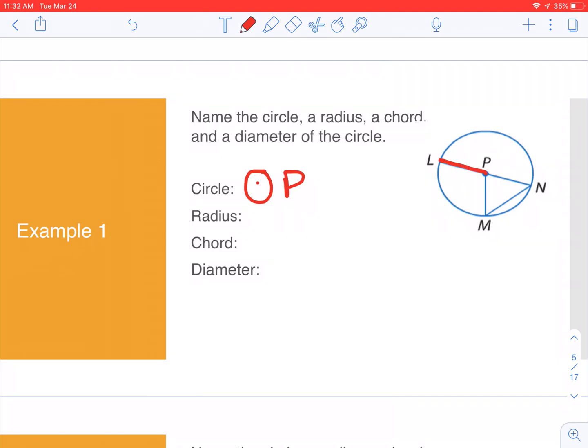All right, next we have the radius. In this case, we can have LP. We're going to list all of them. We can have PN, or we can have PM.